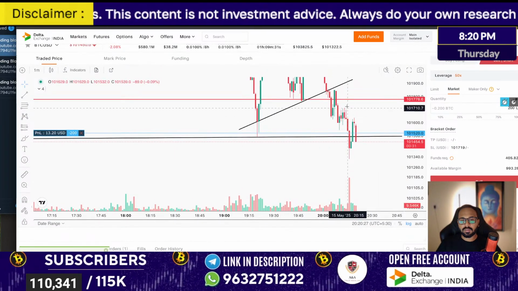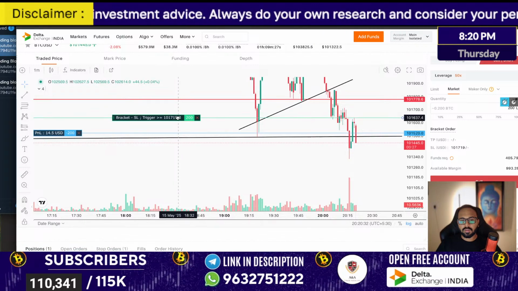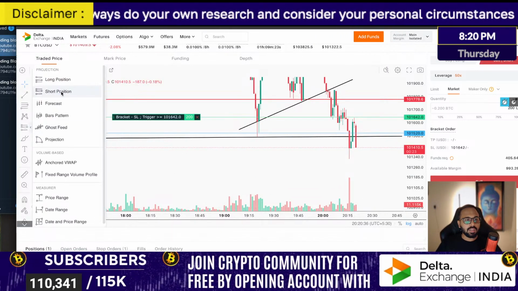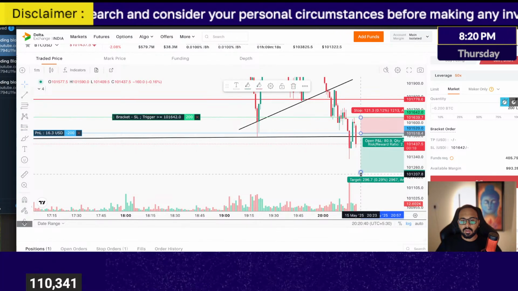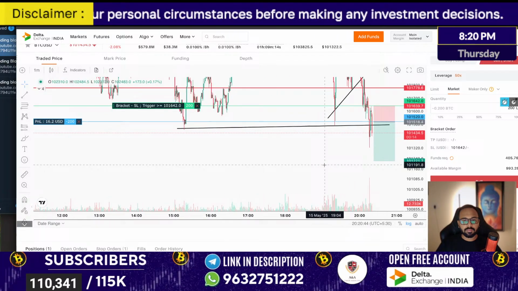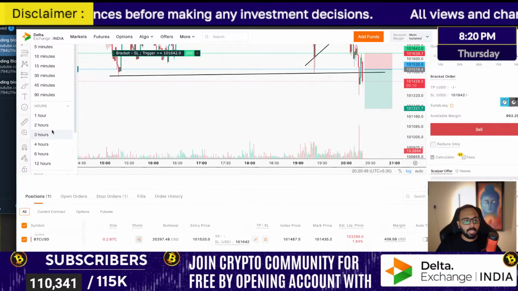35 points risk. I'll reduce the risk also here if you want. Yeah, I'll reduce the risk. And now I'll be targeting, let's say, 1:2. Let me see where I can. Let me switch to 1 hour time frame.